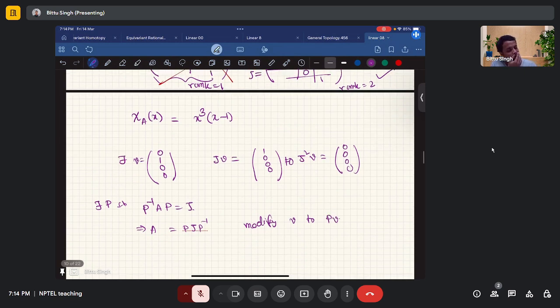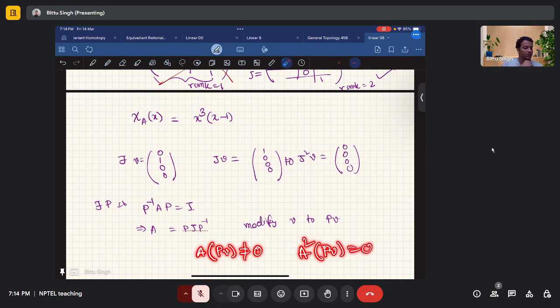Okay, if we just put PV here, we'll have A times PV. This is non-zero, but A times A square times PV will be 0 because of this fact. A square is the same as P J square P inverse, right? Because of this fact, just multiply by PV. The P inverse and P cancel, and J square V equals 0. But JV will not be 0, and therefore this is actually true.